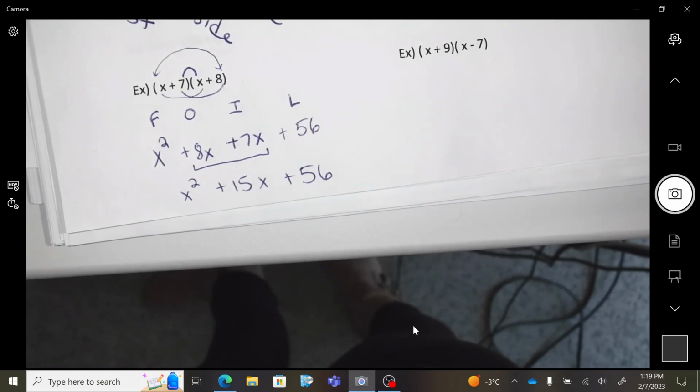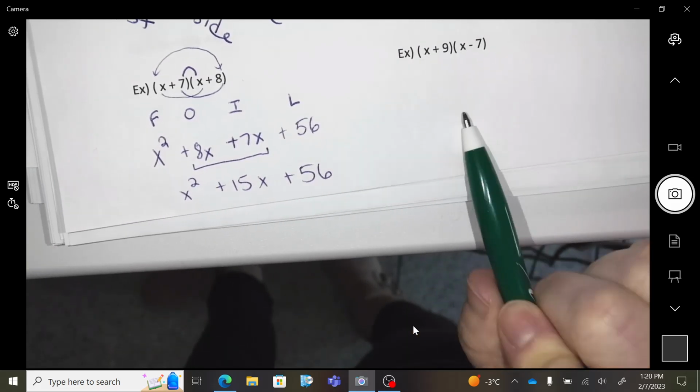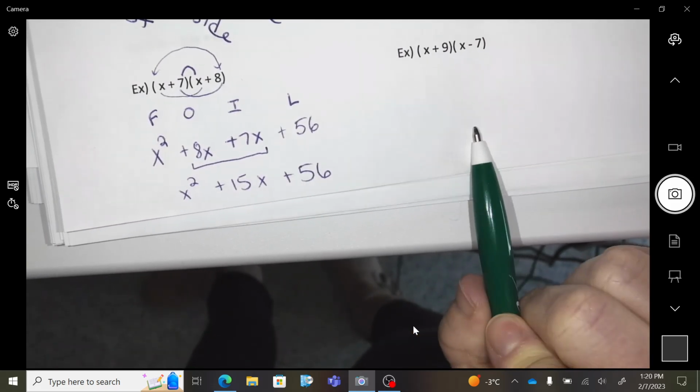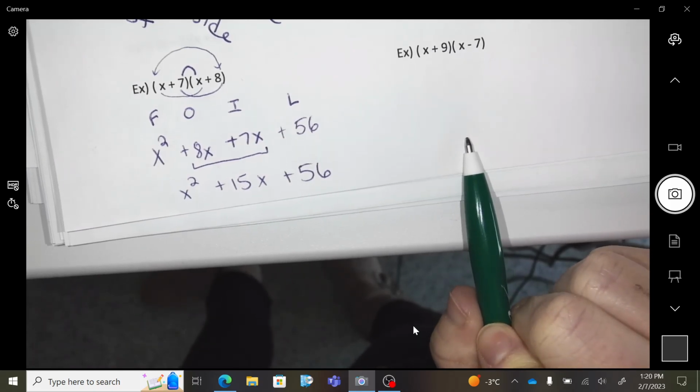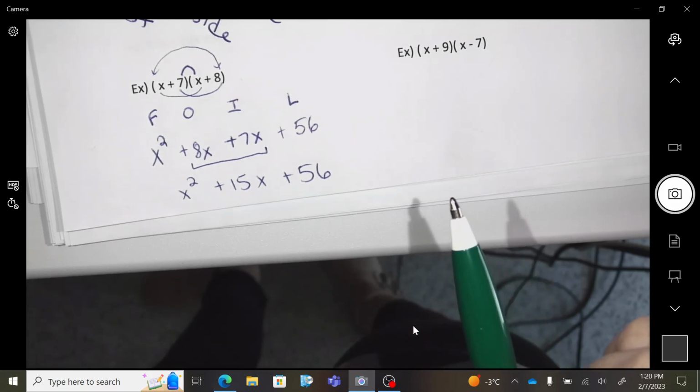Okay, so foiling, foiling, foiling. You're going to do it at least 1,000 times before you graduate. Okay, let's challenge you. I want to see if you can do this one on your own and then look at the board after. So keep with the system. Combo the first together, the outside, the inside, and the last.